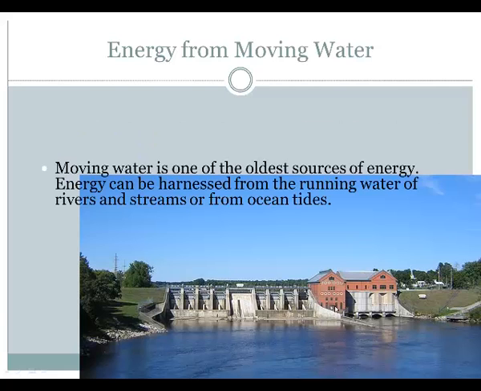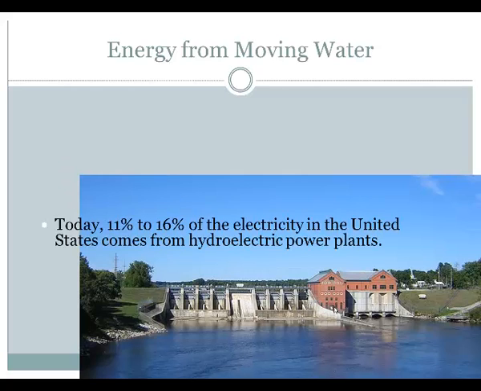So moving water is one of the oldest sources of energy. It can be harnessed from the running of water from rivers and streams, and we can also harness the ocean tides and the flow of water that occurs there and generate electricity. Today, 11 to 16% of the electricity in the United States comes from hydroelectric power plants.